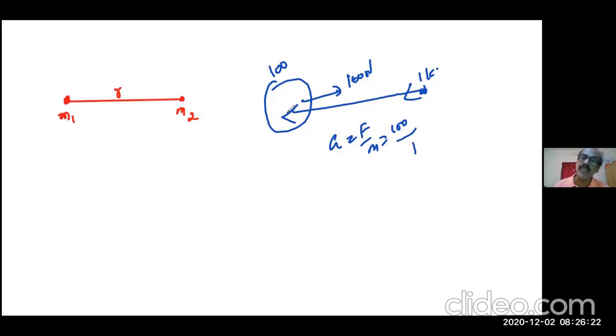But how much force is going back towards the other body? The force is the same, but the mass is 100, so the acceleration is only 1 meter per second squared. So this one is moving 100 meter per second squared here, and this one is going only 1 meter per second squared here. We usually don't notice this movement because this body approaches 100 times faster, so before the other one moves, this one will reach near to it.